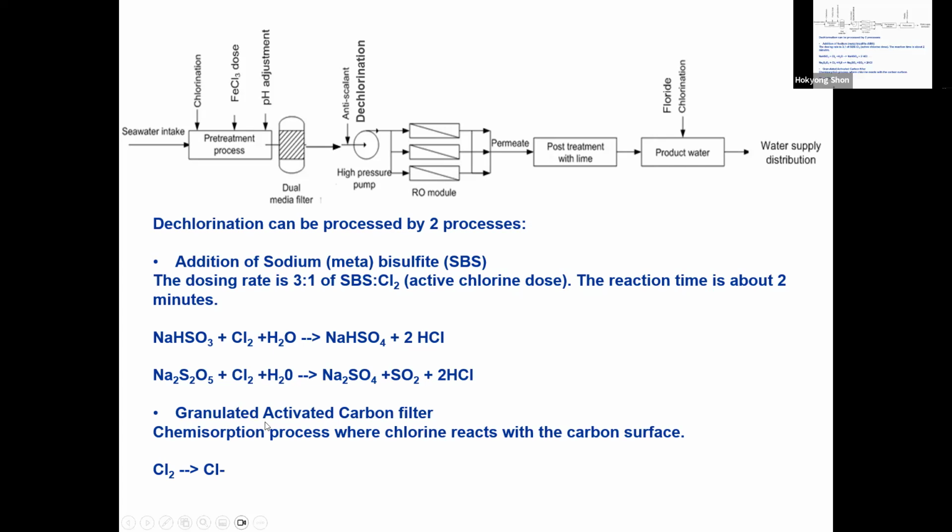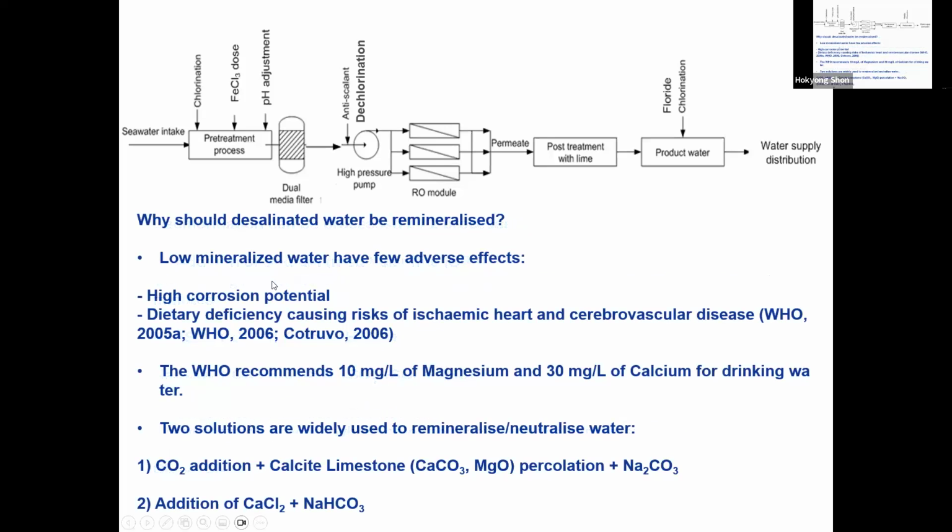Another strategy is the activated carbon filter, a chemisorption process where the chlorine reacts with the carbon surface. So chlorine gas is converted to the chloride ion, which is much less oxidative. That's how we can do dechlorination. So you can design chlorination and dechlorination, putting in the SBS at a 3:1 ratio, and we'll have good dechlorination performance. Also, remineralization.